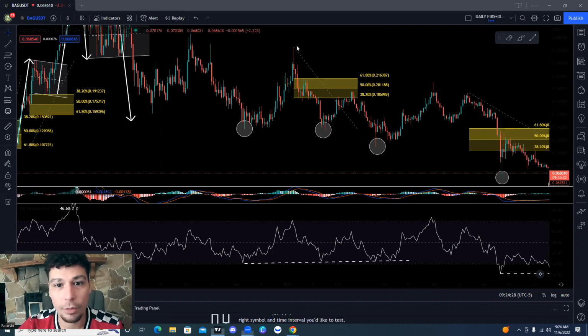And then what do we have here? We have another example of a rejection off of a retracement level, except this time we're rejecting right around the 38.2 level. So we're coming down, we're retracing, and then we're continuing the trend.